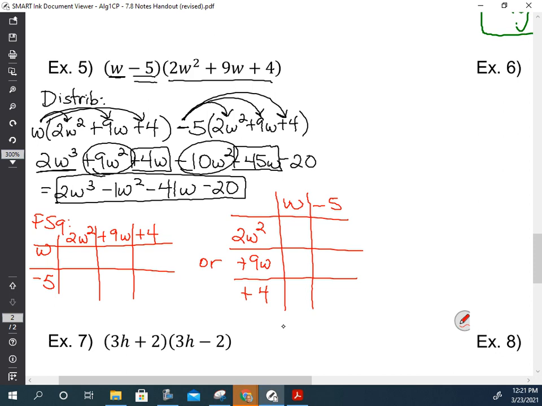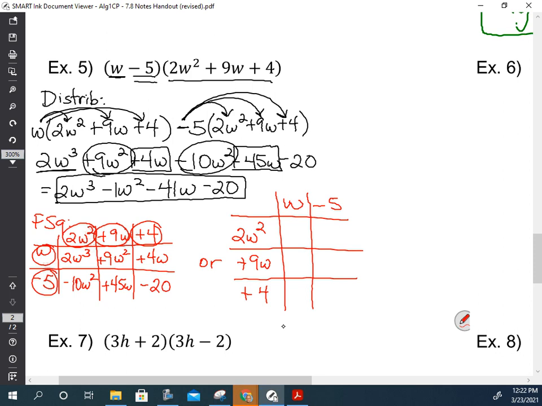So let's work this part out. W times 2w squared is 2w to the third. W times 9w, 9w squared. W times 4, 4w. Negative 5 times 2w squared, negative 10w squared. Negative 5 times 9w, negative 45w. Negative 5 times 4, negative 20.